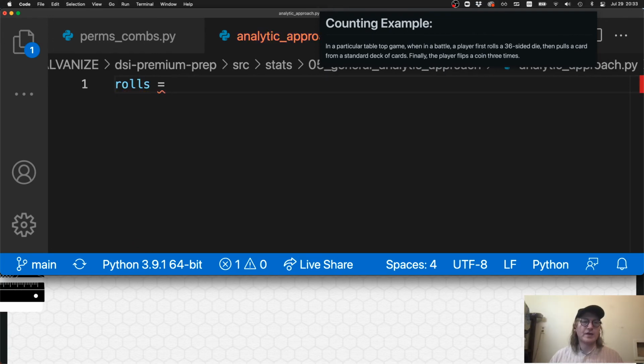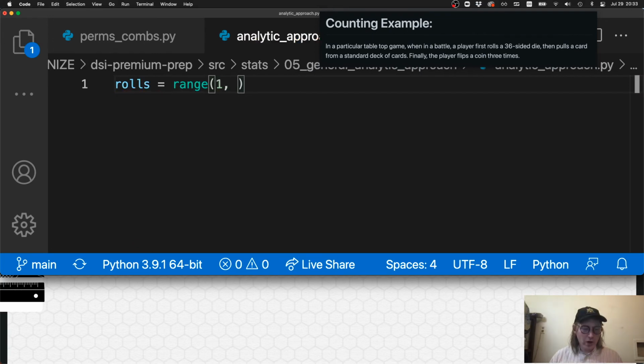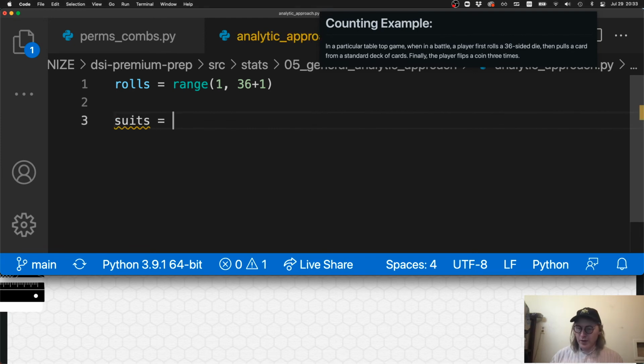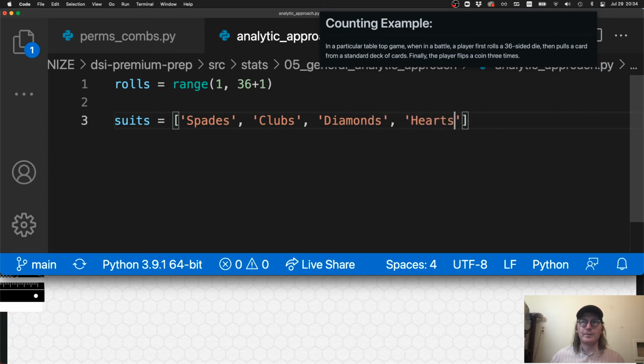So I can just do this. This is going to be the range from 1 to 36 inclusive. That's the rolls of our 36-sided die. Now, the next thing they do is they pull a card from a standard deck of cards. This might take a little more to set up, but we can do this in a pretty systematic way. Spades, clubs, diamonds, and hearts.